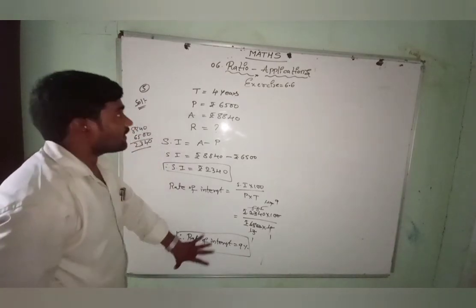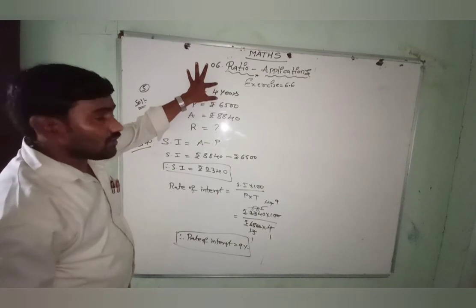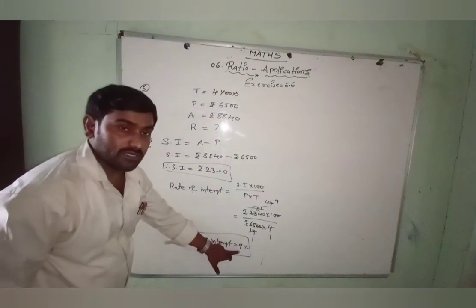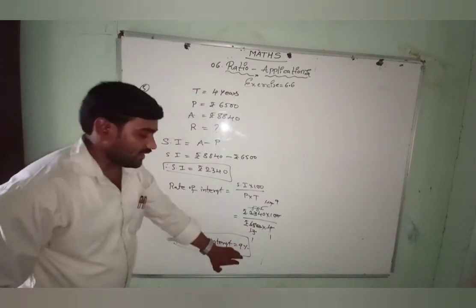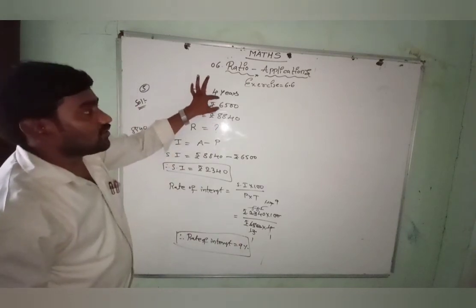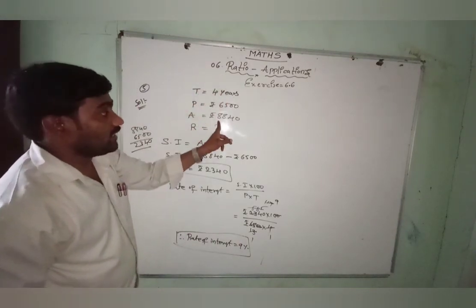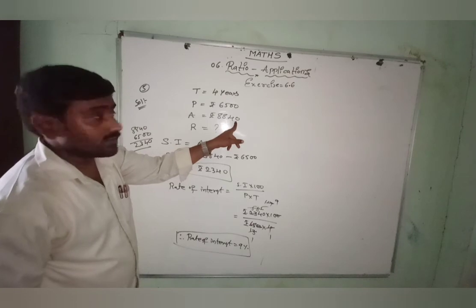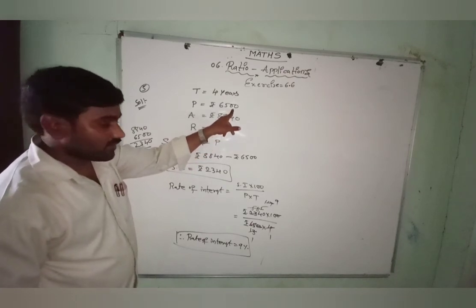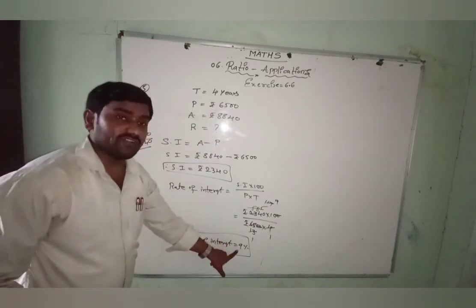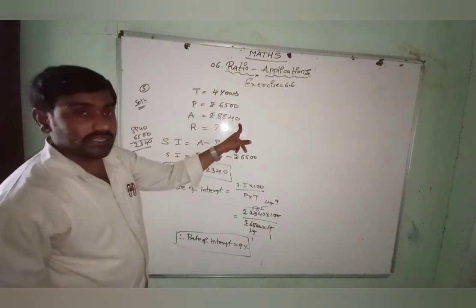What does this mean? In 4 years' time, at the rate of interest 9%, the given amount 6,500 became 8,840. If 6,500 is given, then in 4 years at the rate of 9% it became 8,840.